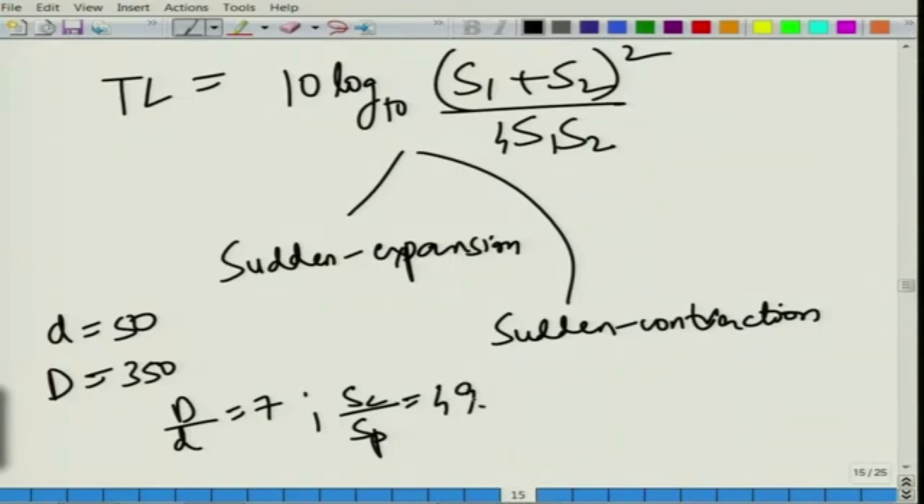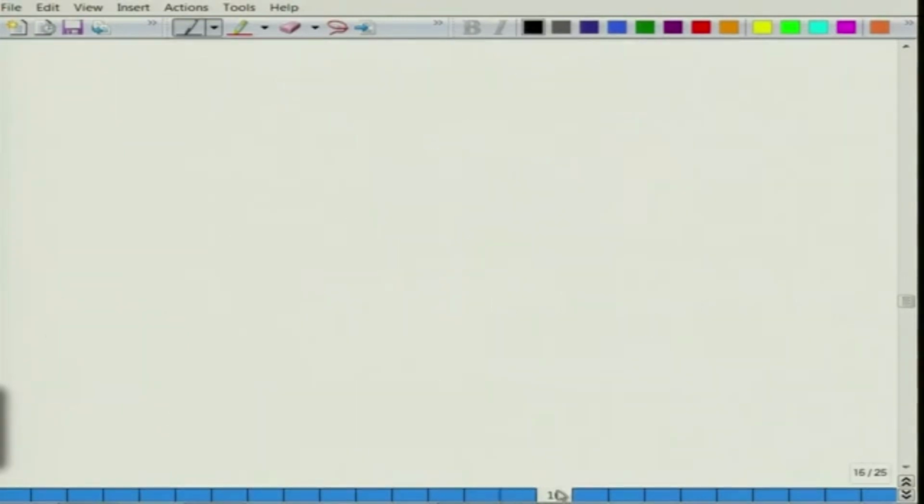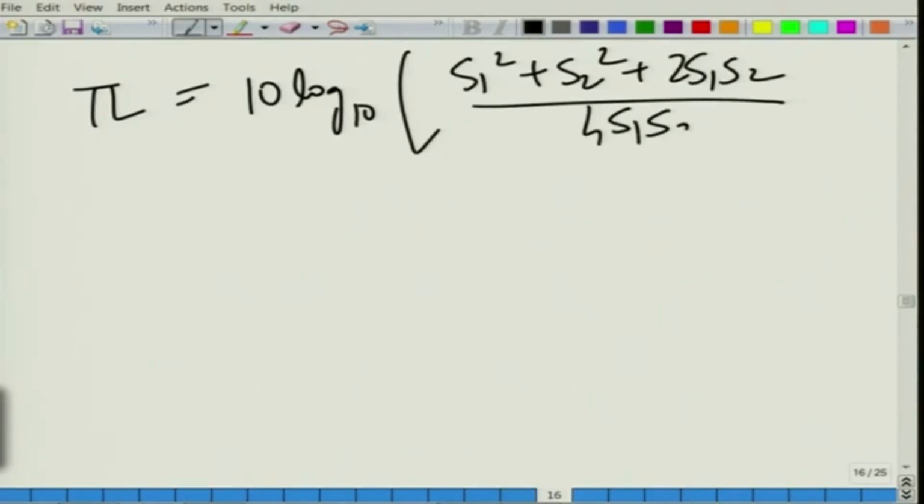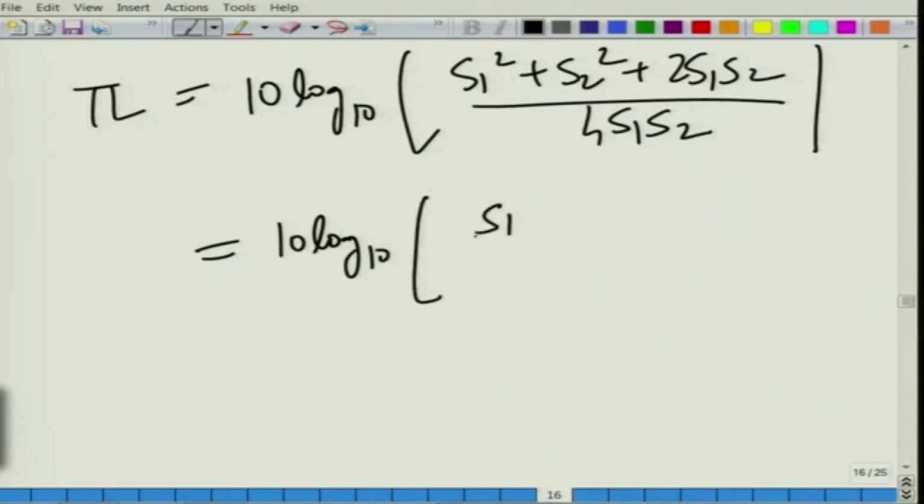So, what happens here is that if you were to simplify this further, you will get 10 times log to the base 10 of (S1 squared plus S2 squared plus 2 S1 S2) by 4 S1 S2. Okay. So, what we get essentially is, S1 will take 1 by 4 outside, S1 by S2 and S2 by S1, plus 2.